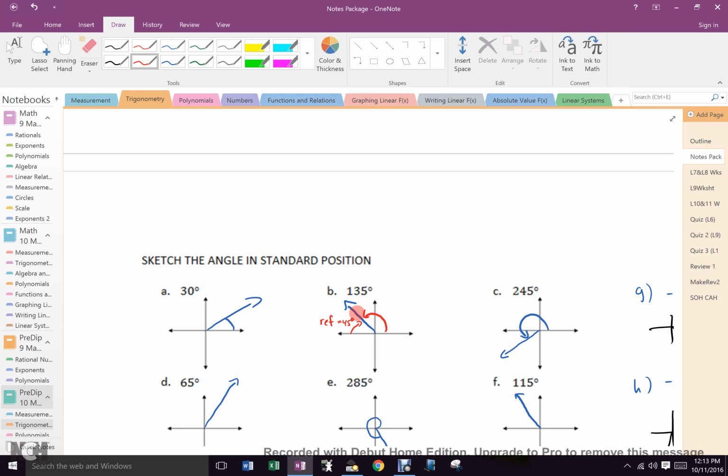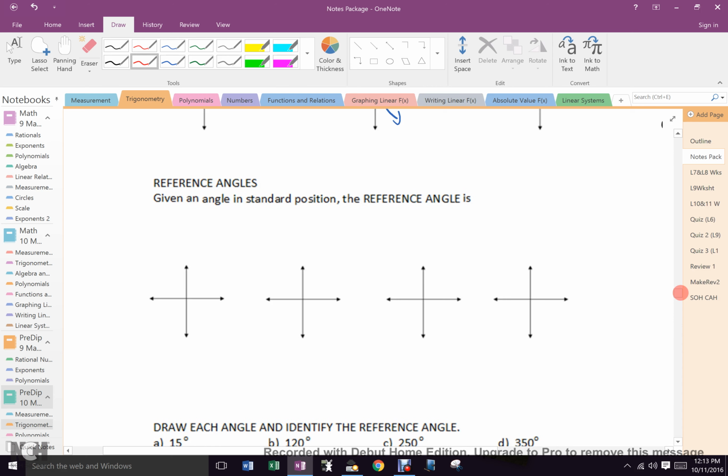Okay, so now, could we do SOHCAHTOA on 45? Yeah. So since they're at the same angle, can we not do SOHCAHTOA on 135 as well? Because they're the exact same spot, aren't they? Is everybody with me? Okay. So that's the next thing we have to discuss. We know what a standard position angle is. We know what the terminal arm is. We know what the initial arm is. Well, the last thing we need to know is the reference angle.